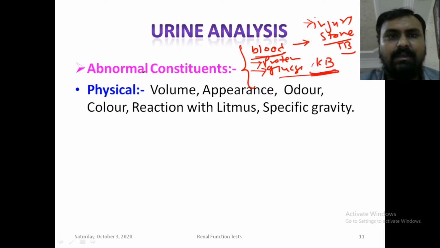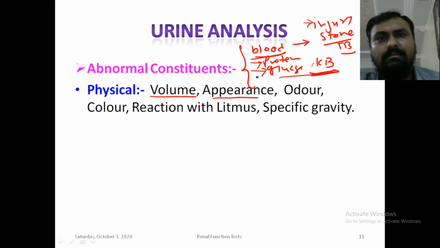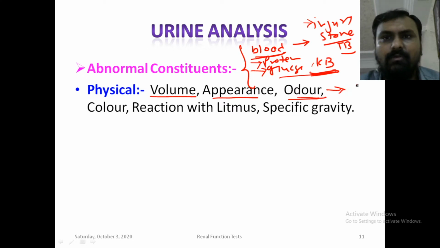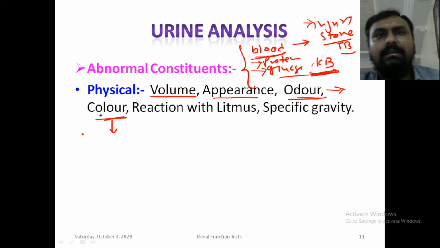Okay, like that. So we have to see the volume. In diabetes, volume is increased, or in oliguria, chronic renal failure, the urine output is decreased. Then we see the appearance, we see the odor. We have seen that mousy odor of urine is because of phenylketonuria. Then the color of the urine: if there is blood, the color is red. In case of jaundice, there is a dark yellow color; due to rifampicin therapy, it may be a brownish red color.